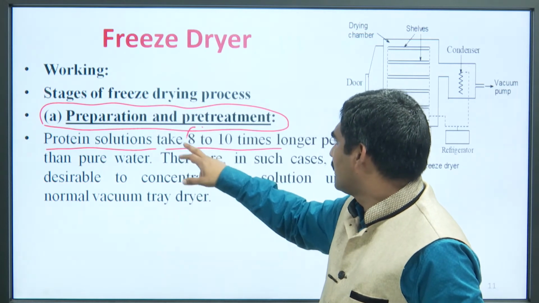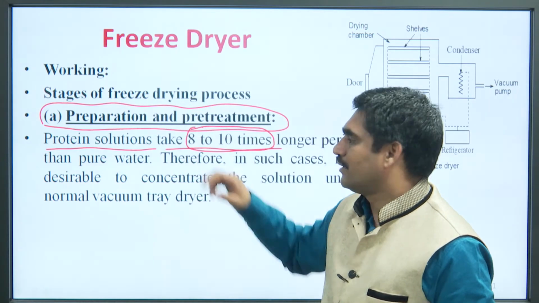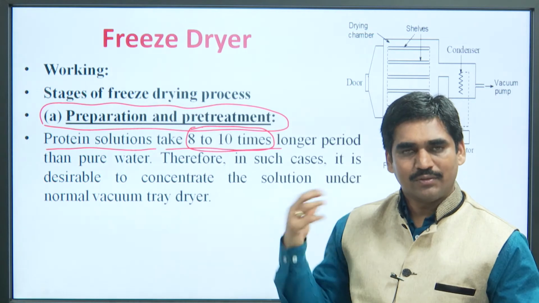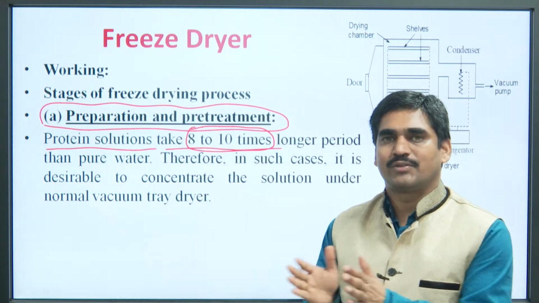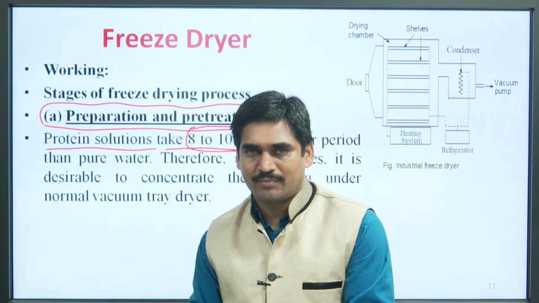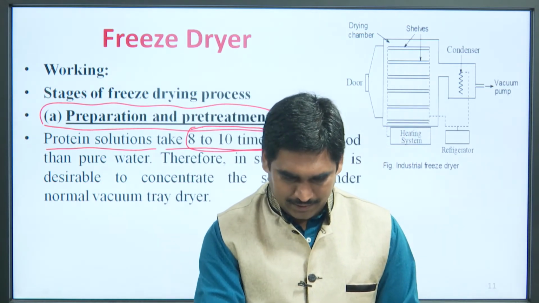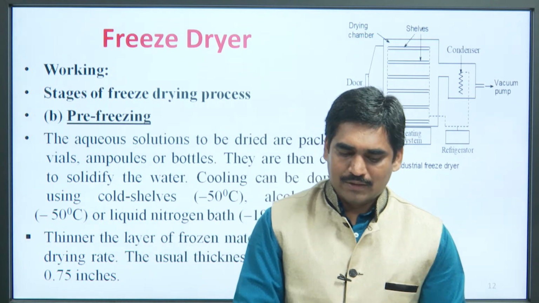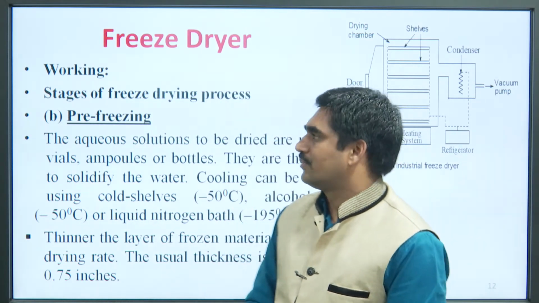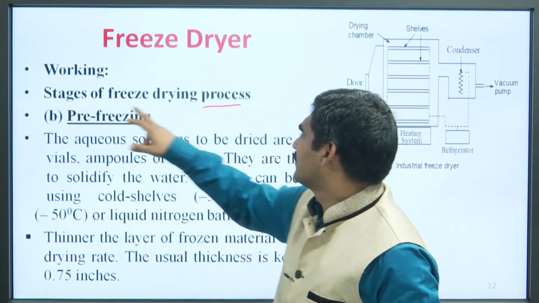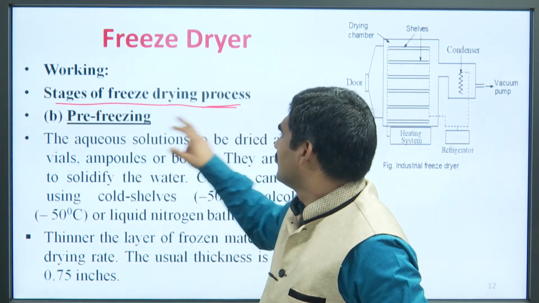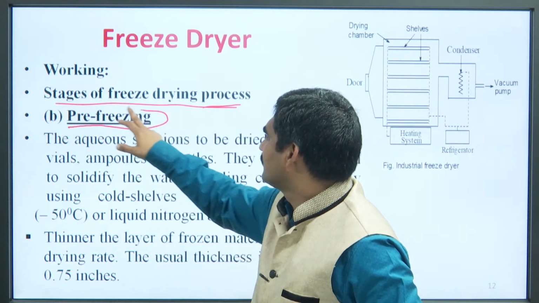Normally it takes 8 to 10 times longer period than pure water. So, that is why it is first concentrated under a normal vacuum tray dryer, after that it is subjected to freeze dryer. Second stage of freeze drying process is pre-freezing.